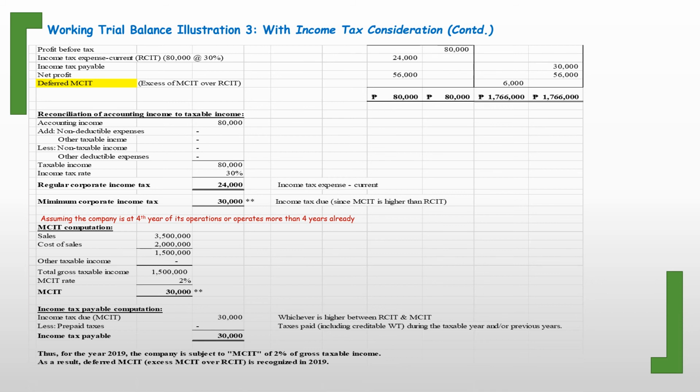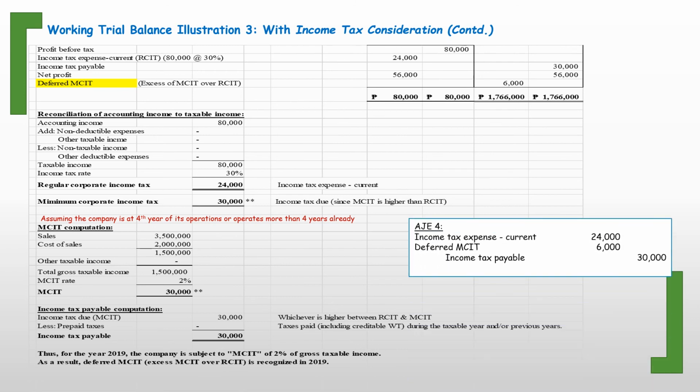So since mas mataas yung minimum corporate income tax dun sa regular corporate income tax, ito yung magiging income tax due natin. Okay, so now we will compute the income tax payable. So income tax due from MCIT na 30,000 less prepaid taxes. So since dun sa problem walang prepaid tax, yung income tax payable natin is yung 30,000. Thus, for the year 2019, the company is subject to MCIT of 2% of gross taxable income. As a result, deferred MCIT, which is yung excess ng MCIT over RCIT, is recognized in 2019.